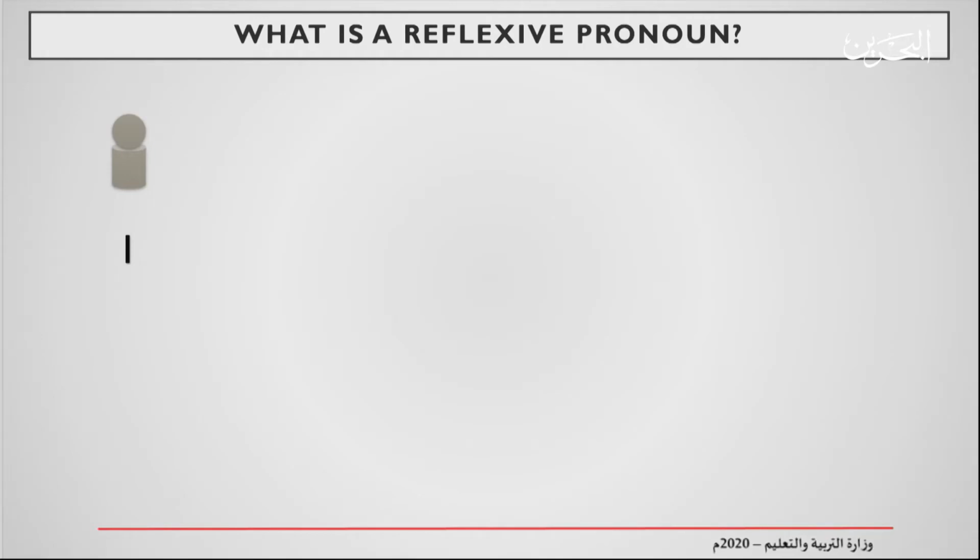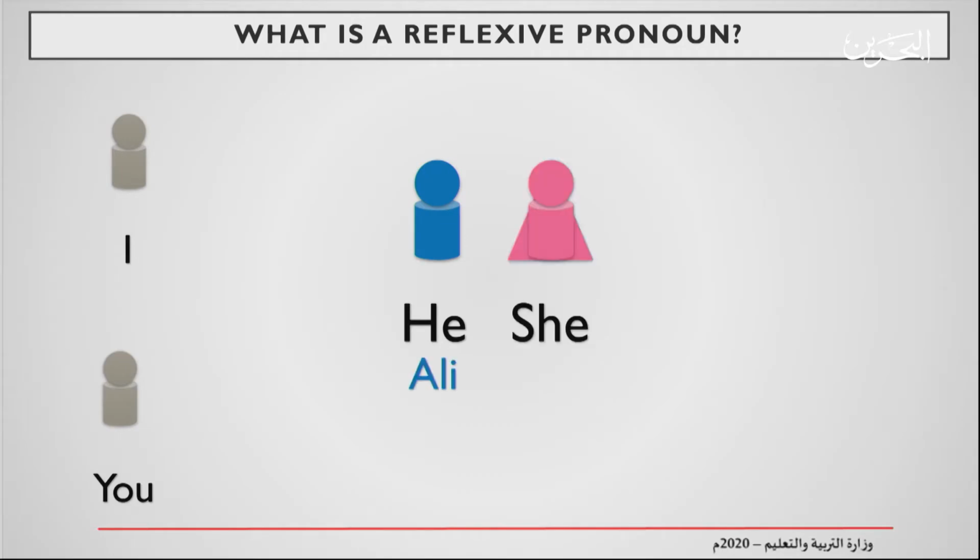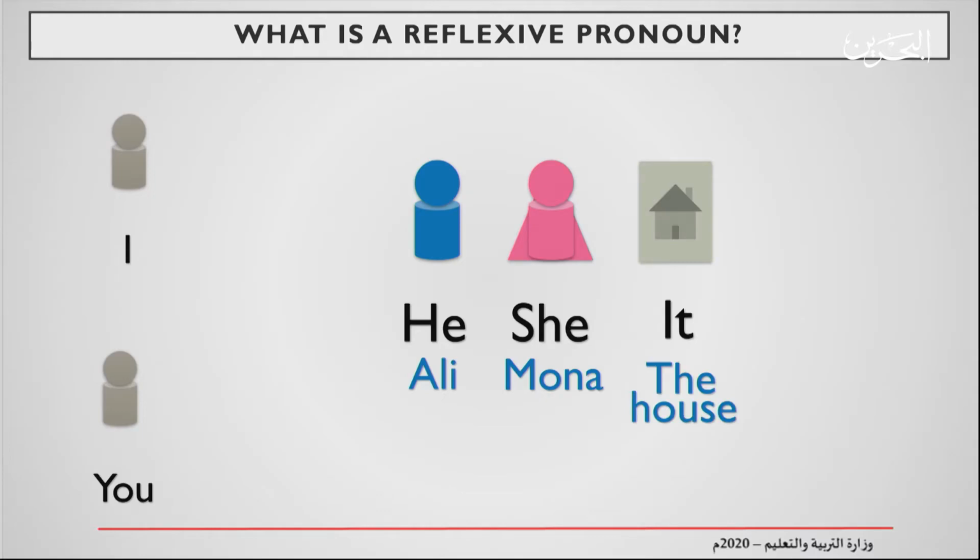So, I have the pronoun I. Another pronoun you. Another pronoun he. But you can also say Ali, his name. Another one, she and Mona, for example. It, and you can say the house. The first one is as a male, and the second one as a female. So all of these are singular pronouns.